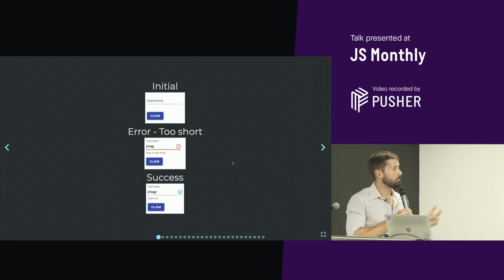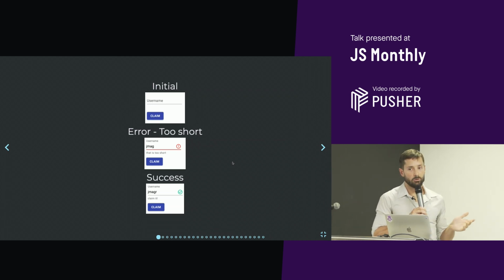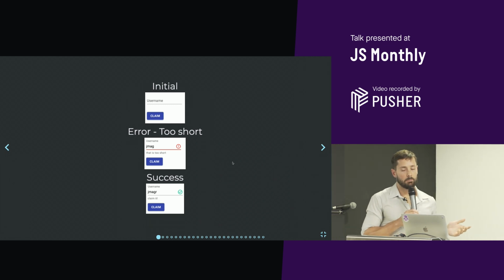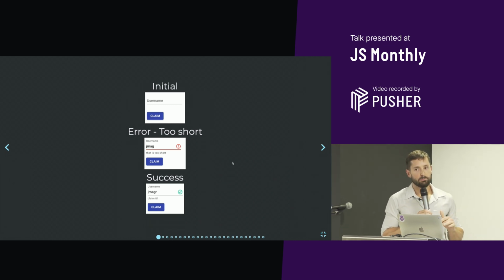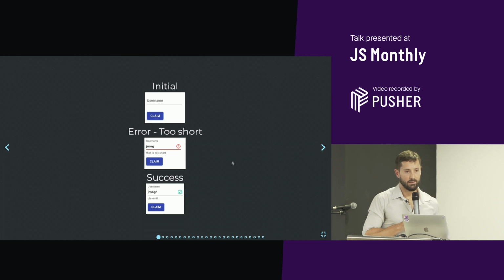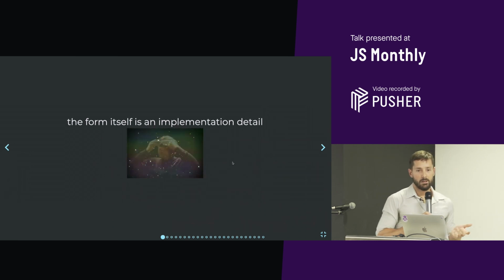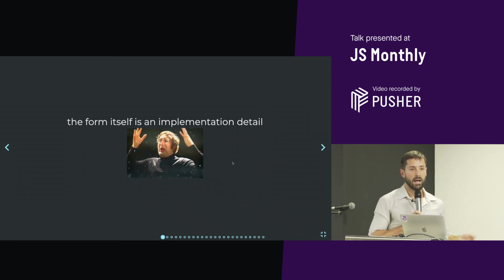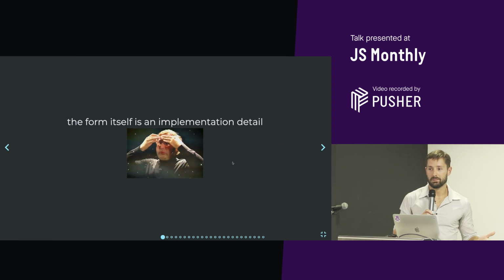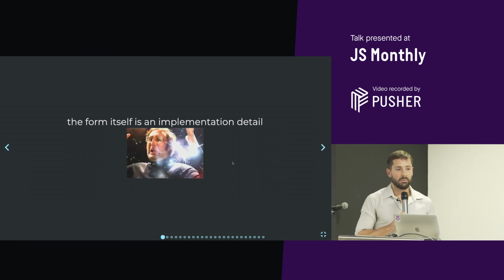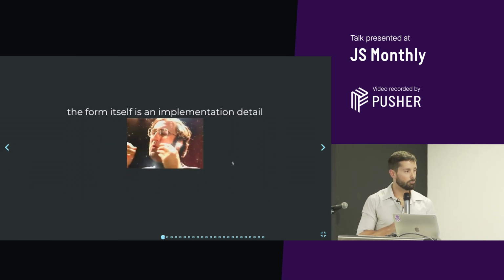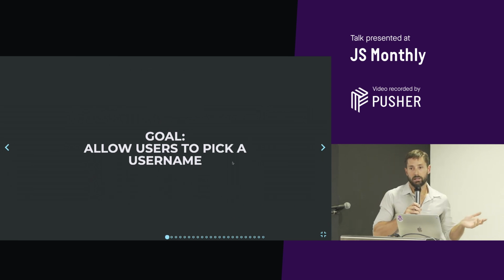When should the form validate? On blur or as you type? Maybe as you type after you first blurred? There are so many things, but let's consider this. What if even the form itself is an implementation detail? Because your goal isn't, I want to show my user a form. That's never the goal. The goal might be, for example, allow users to pick a username.